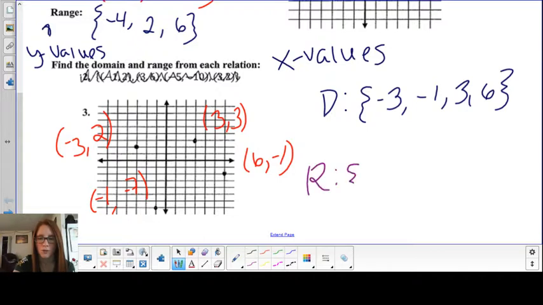My range then is my y values. So let's take a look. I've got 2, negative 7, 3, and negative 1. Well, that's not the order I want to write them in because 2 is clearly bigger than negative 7, and I don't want to put the 2 first. Makes no sense. So I have negative 7, negative 1, 2, and 3.